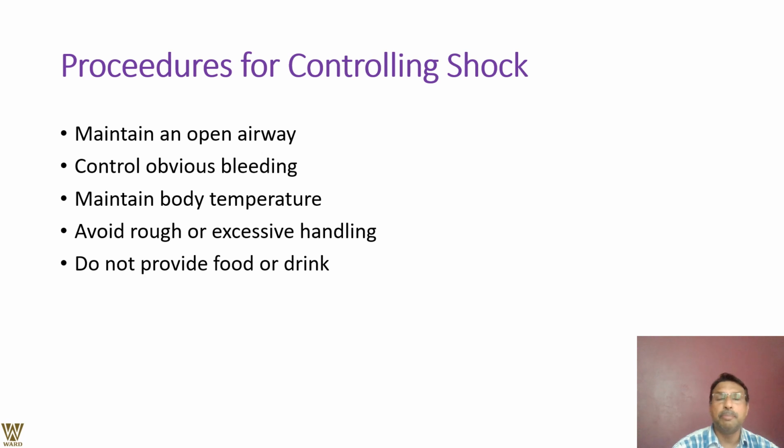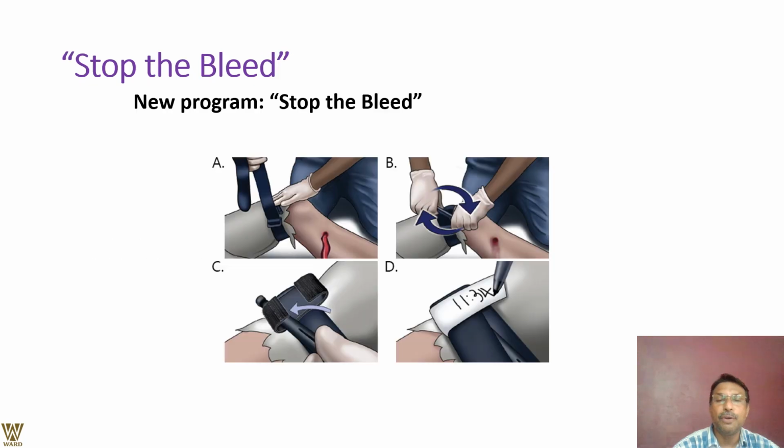Procedures for controlling shock. Maintain an open airway, as I stated earlier, how the tongue can block your airways. Control obvious bleeding. If there is any visible bleeding, how do you go around it? Pressure points, bandages, block it out, increase the altitude. Maintain body temperature, avoid rough or excessive handling, and do not provide food or drink at this point of time.